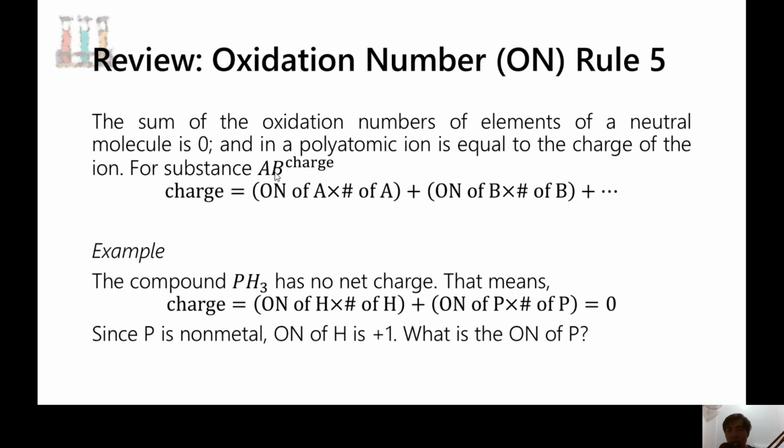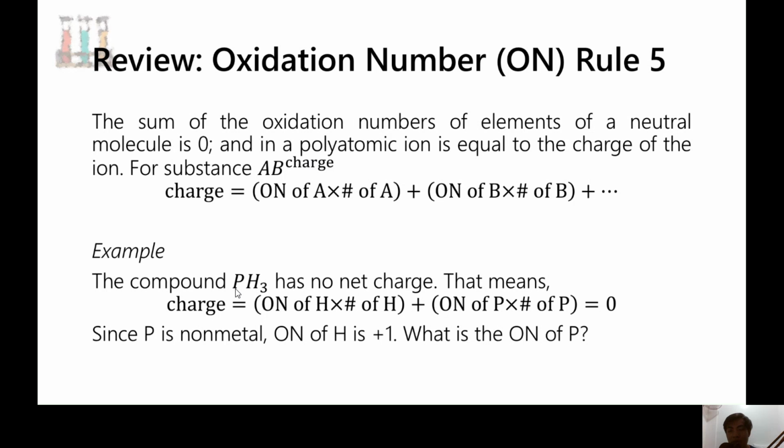So for example, we have this polyatomic ion AB. Then we can say that the charge is the oxidation number of atom A times the number of that atom, plus the oxidation number of atom B times how many B atoms there are, and so on and so forth. So if you add them up, you will have the charge. Okay, so let's have this example. The compound PH3 has no net charge, so that means the charge is 0.